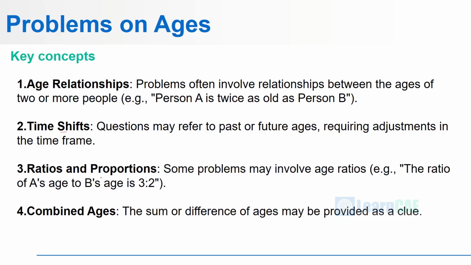Next is ratios and proportions. Some problems may involve age ratios, that is the ratio of A's age to B's age is 3:2, something like this. Next is combined ages, that is the sum or difference of ages may be provided as a clue. With this introduction, let us start solving the problems.